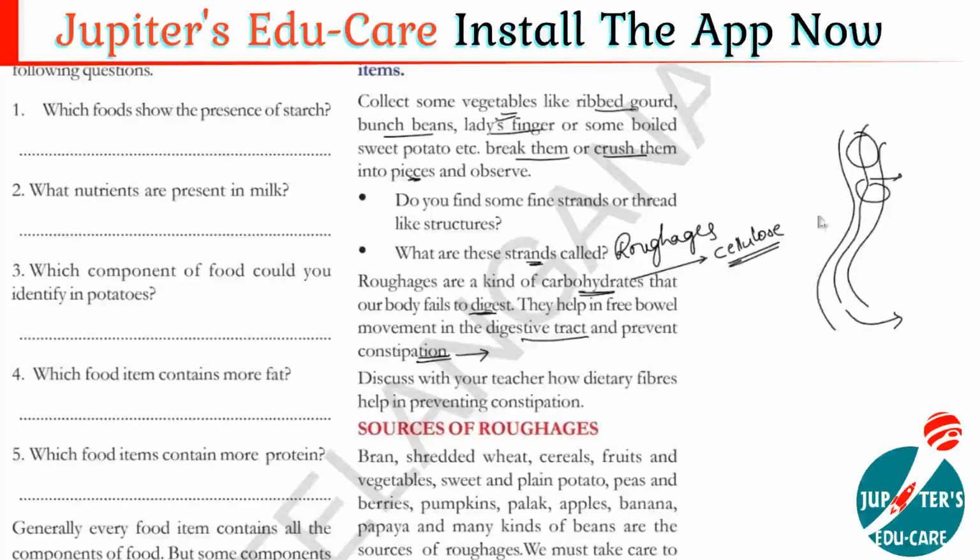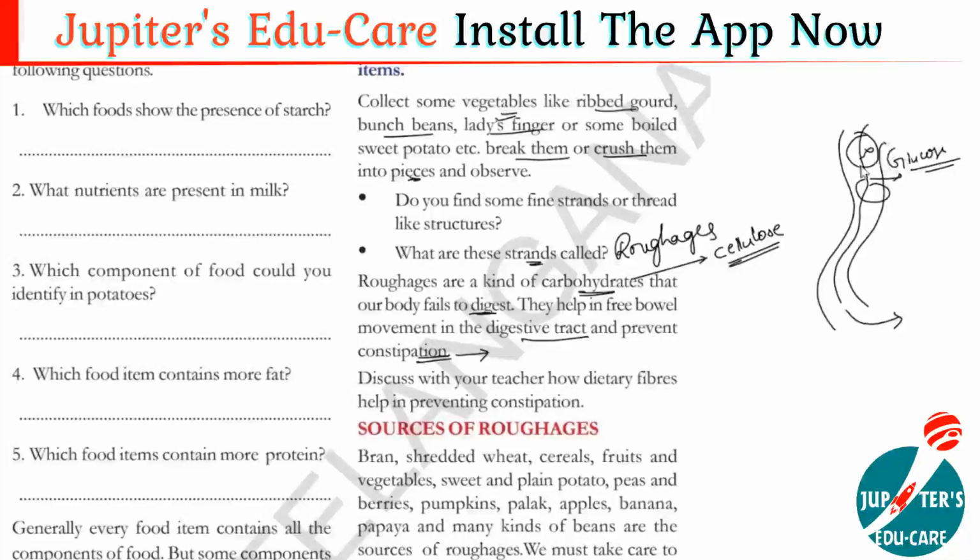Okay. So here the roughages which are inside the food materials absorb toxic substances, and they also absorb glucose. If an excess amount of glucose is present in the food material, it is absorbed by these roughages. This absorption of glucose helps in controlling the sugar levels in the blood.